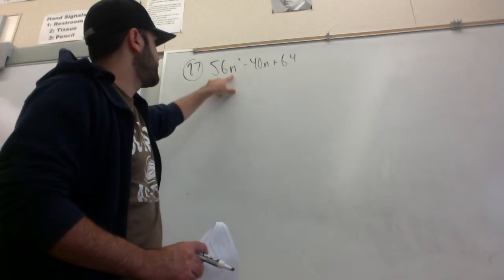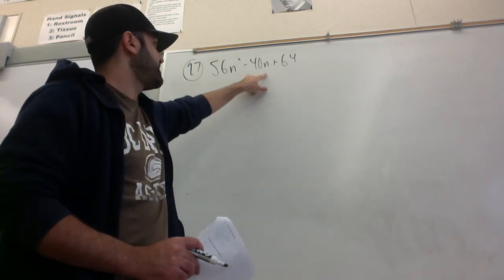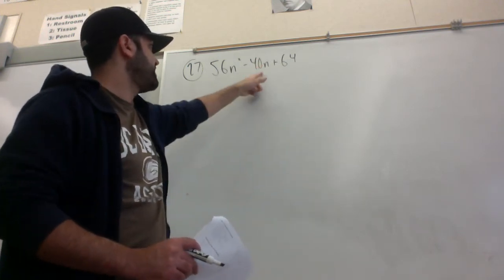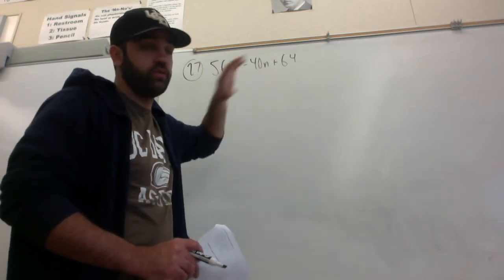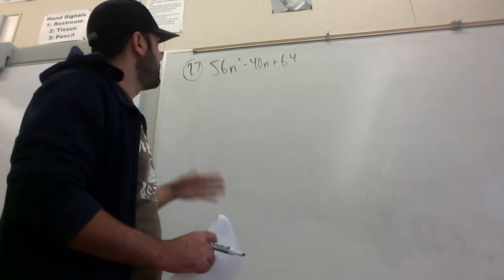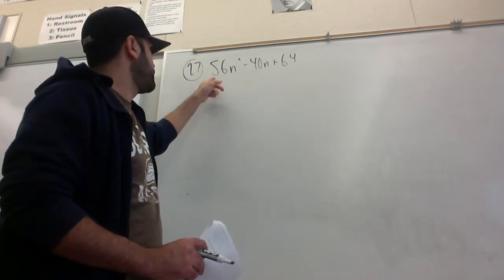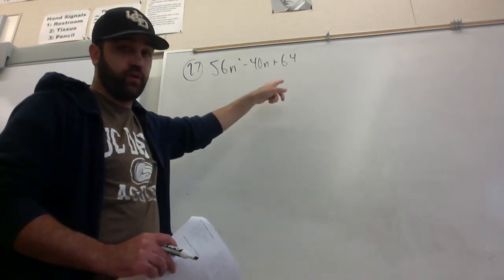Well, okay, so this has 56 and an n squared. This has negative 40 and an n. So these both have at least one n. There's one n here, and this has two. But the last term doesn't have any n's, so we cannot take out an n. They all have numbers in front, coefficients in front: 56, negative 40, and 64.